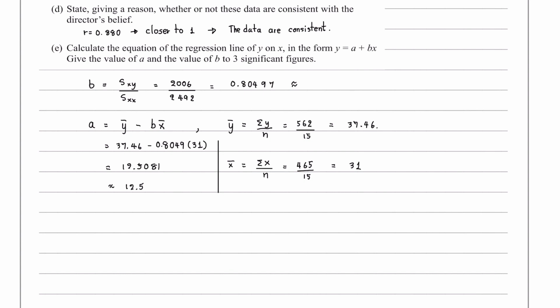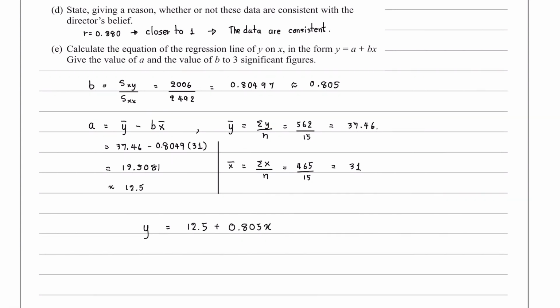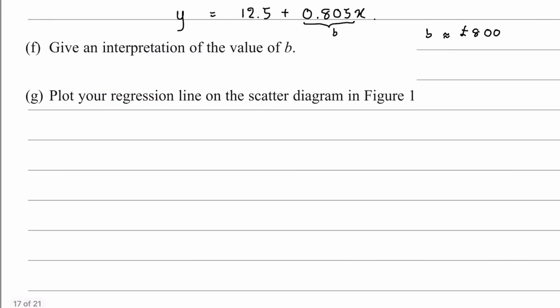This one you can round it to 0.805. That means y will be 12.5 plus 0.805x. Problem F. Give an interpretation of the value of b. b is the gradient and it's in terms of 1,000 pounds. So that means 0.805, you can estimate it into 800 pounds.